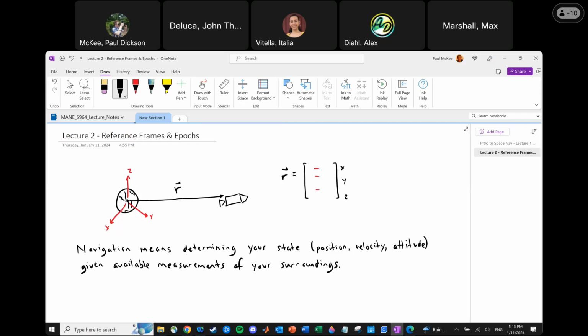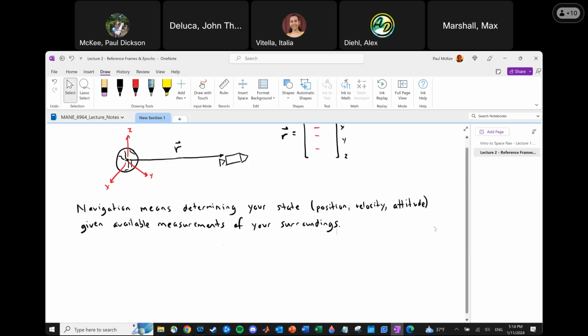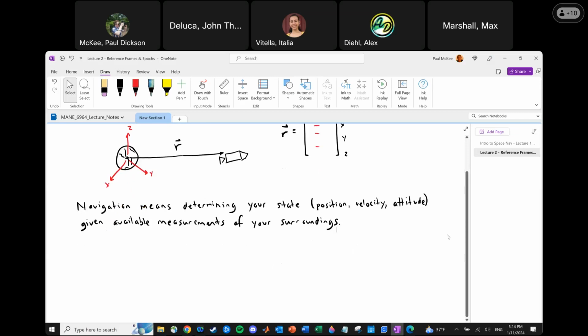All right, so vibe check. Is that legible enough handwriting, or do you all want me to switch to typing? It's good. Good enough? All right, I'm doing my best. We'll see if we can improve on that.